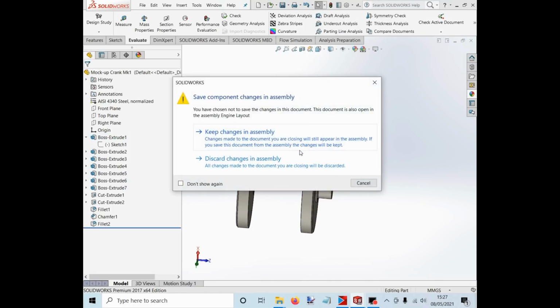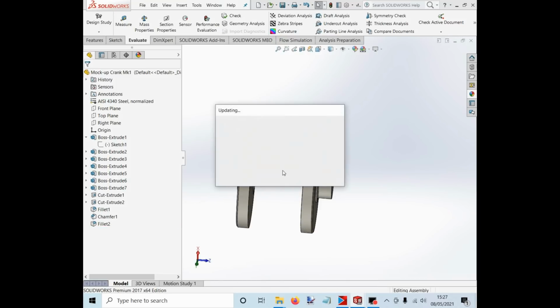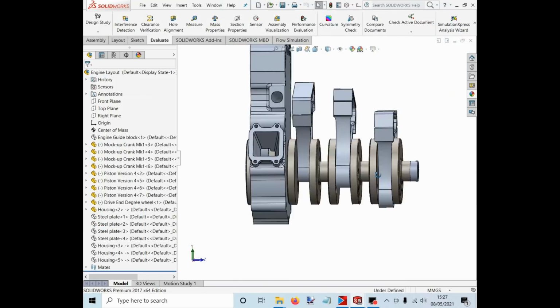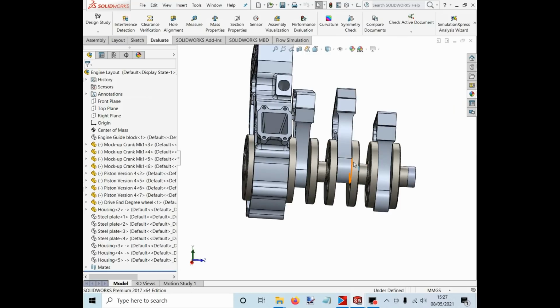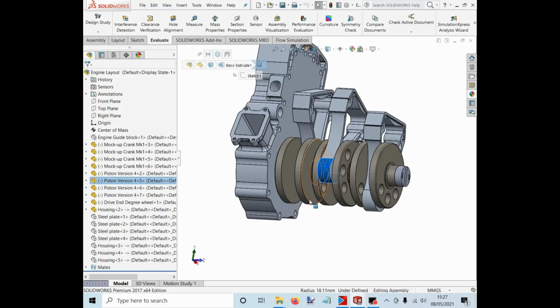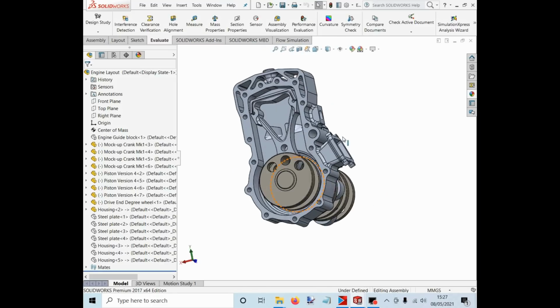There are other questions I'm avoiding, in a sense. There are questions like, can't you have two of these rods per crank pin? Well, it's a two-stroke, so no.